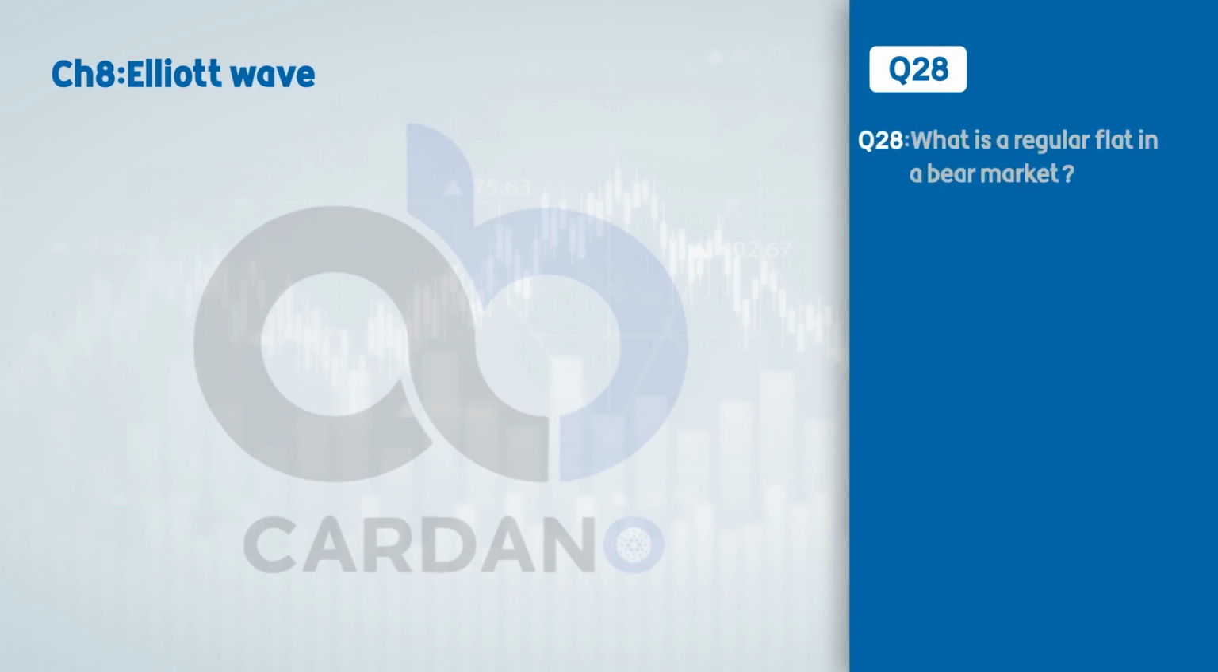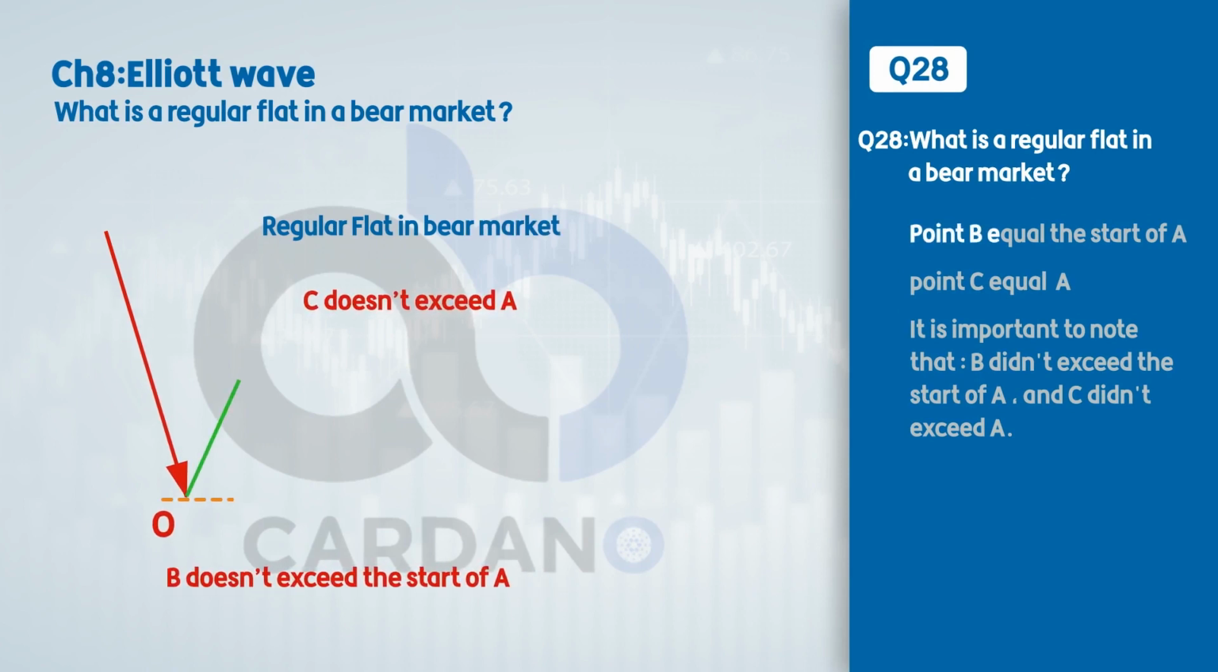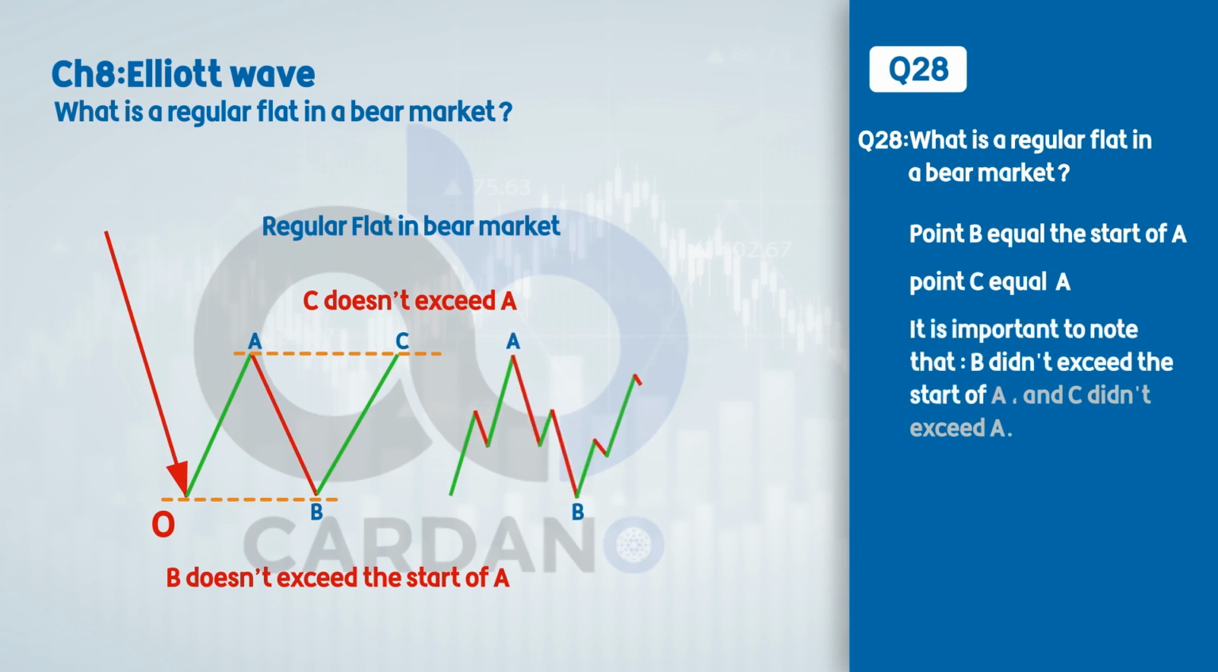Question number 28. What is a regular flat in a bear market? The answer is, point B equals the start of A, and point C equals A. It is important to note that B didn't exceed the start of A and C didn't exceed A.